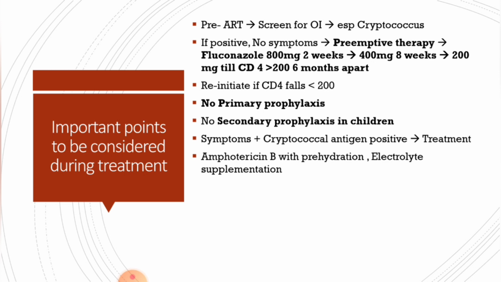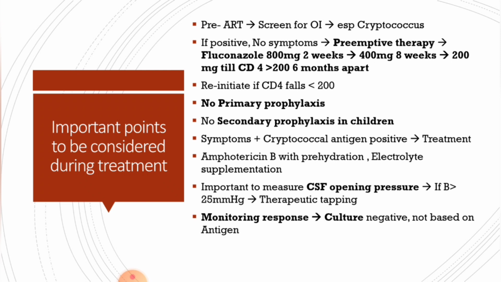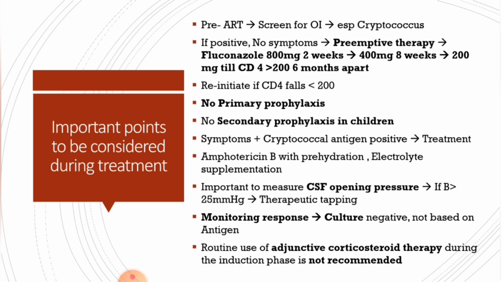With amphotericin B, the patient can go into hypokalemia and hypomagnesemia, so you should monitor those, or you can give supplements. And it is important to measure the CSF opening pressure. If it is more than 25 mm, therapeutic tapping is essential. And how do you monitor? As I already discussed, the patient should become culture negative, and only then will you assess the response, based on the culture and not based on the antigen. And routine use of adjunctive corticosteroid is not recommended.